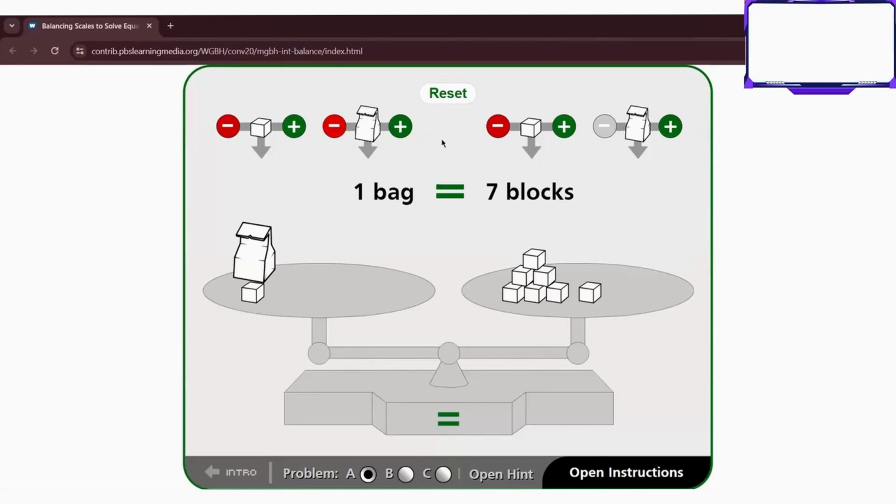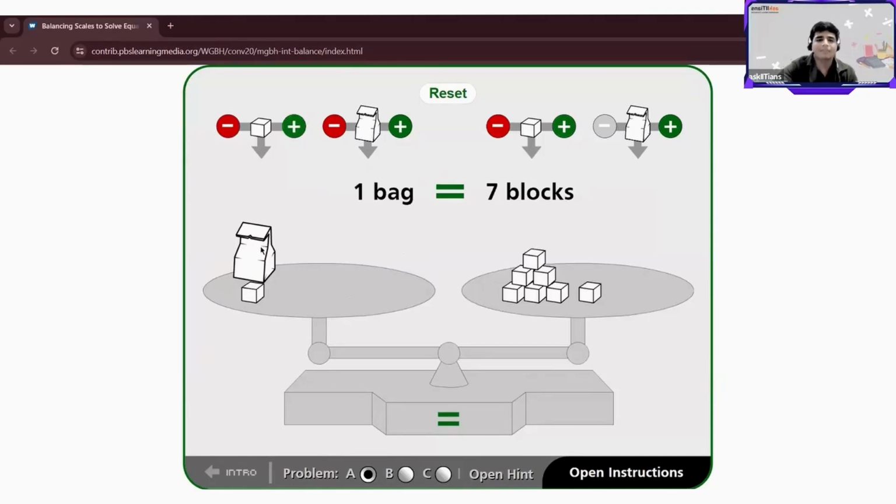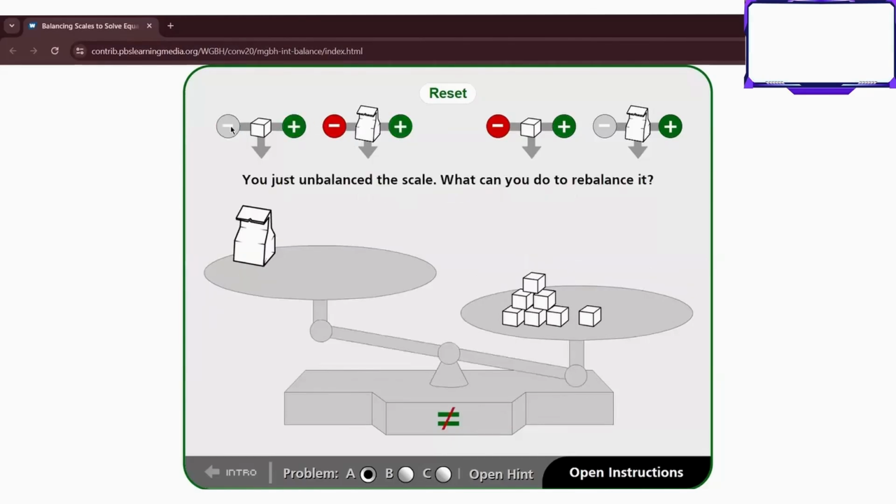So one bag is equal to how many blocks? 7 blocks. What is happening? It was supposed to be 6. Okay, one bag is equal to 7 blocks. Wait, there is an issue over here. We can rebalance by adding what? You have to subtract the number of blocks.